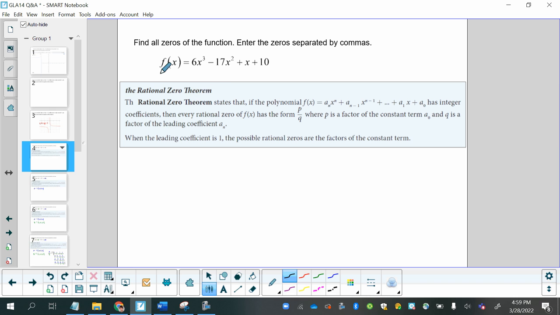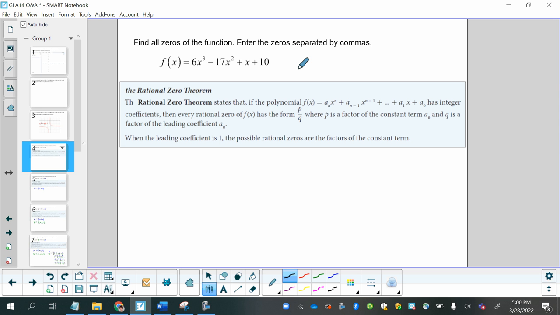In order to find all the zeros of this function, one thing you can do is use the rational zero theorem to help find at least one zero, because this is a degree 3 polynomial, which is not something that you can factor. If it was a degree 2 or below, it would be much easier to identify the zeros. But since it's degree 3 or higher, usually you're not going to be able to factor them. So you can use the rational zero theorem, which helps you list out possible rational zeros.